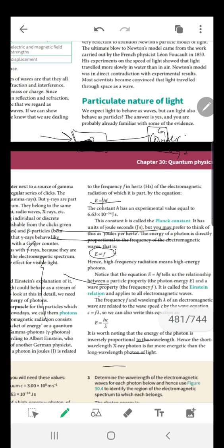Then Einstein further related lambda, the wavelength, with the energy, and he said that if the wavelength is very long, the energy will be very small. This is the reason that gamma rays have a shorter wavelength, because they have a high frequency, so they will have a shorter wavelength. Because of this, they are more energetic as compared to the visible light spectrum.